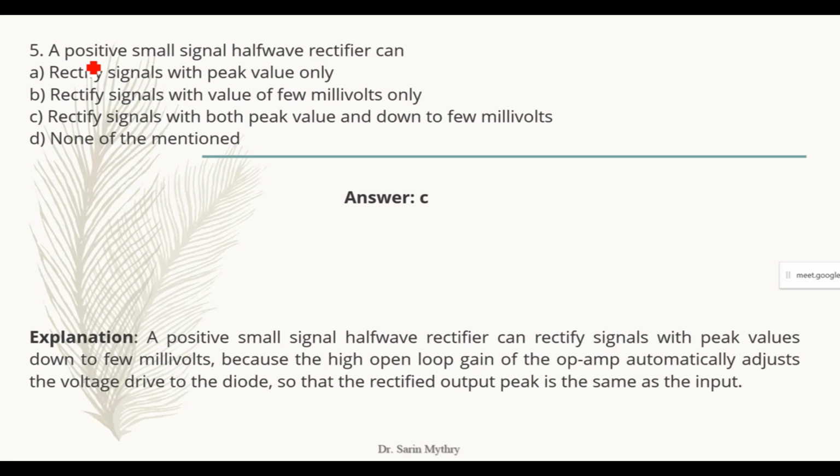So our question is what this positive small signal half wave rectifier is, and what applications it is used for, and some values have been given. Just now we studied that a rectifier is a circuit mainly used for conversion of AC to DC. Rectification of the signals is done with both peaks, the positive peak and also the negative peak of the AC signal. So the rectification is done with respect to very small millivolt potentials. So here answer C is the correct one.